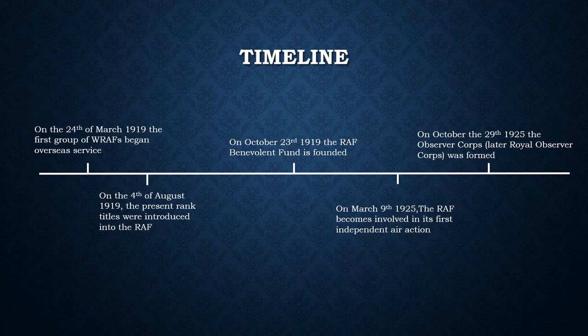On May the 1st, the rebel leaders sought an honourable peace and the short campaign known as Pink's War came to a close. Then, on October the 29th, 1925, the Royal Observer Corps, so they fit in with the whole Royal Air Force name, was formed to collect and report movement of hostile and friendly aircraft. It comprised mainly of civilian volunteers.